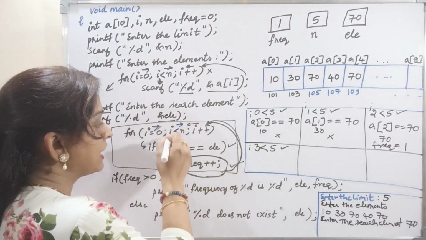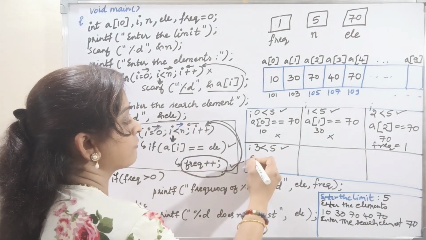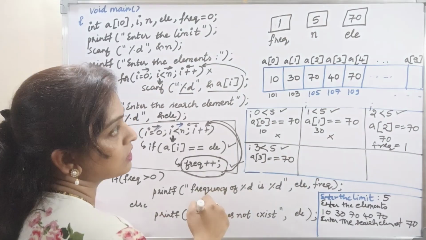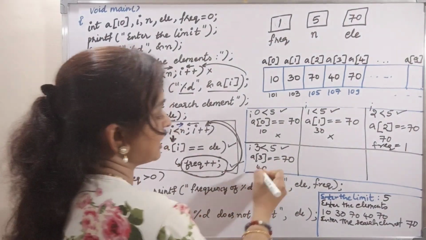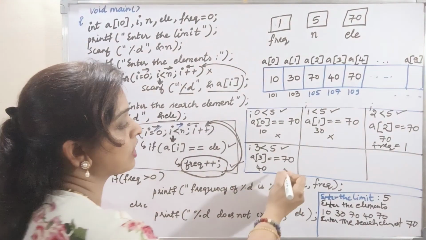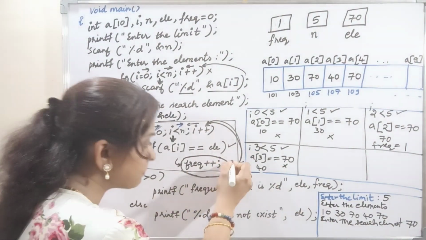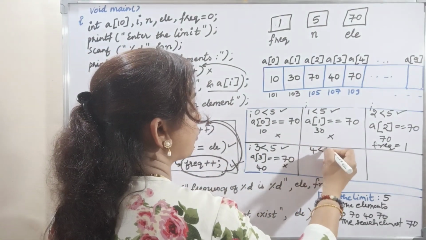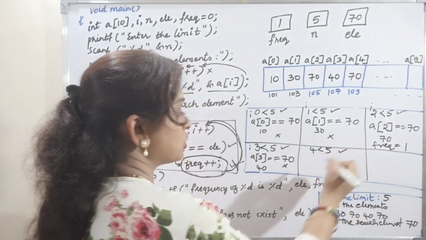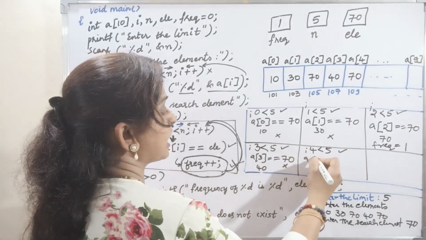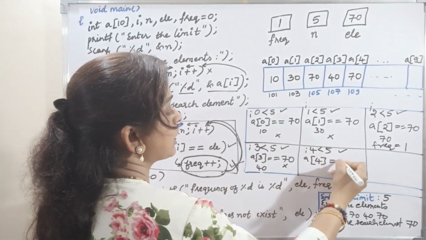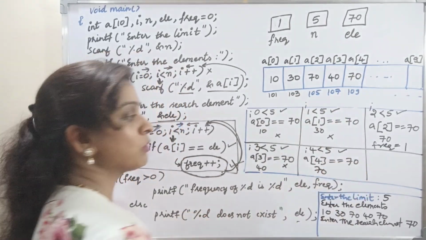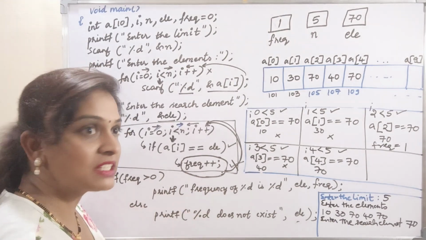Condition true. Get inside. A of I means A of 3 equals search element 70. What is A of 3? It is 40. Is 40 equal to 70? No, condition not satisfied. So skip this statement. Then take a loop back. I gets increased. It becomes 4. 4 less than 5. Condition true. Now check this. A of I means A of 4 equals 70, the search element. What is A of 4? It is 70. Is 70 equal to 70? Yes. Condition true once again.